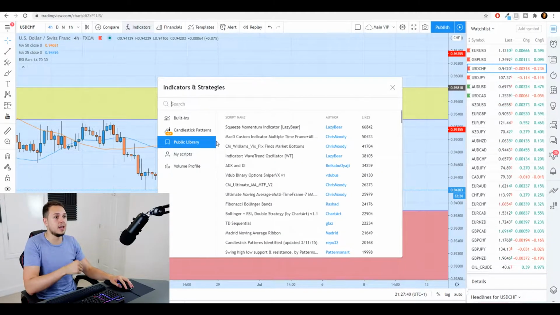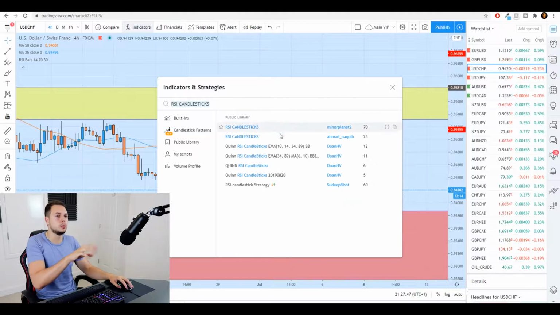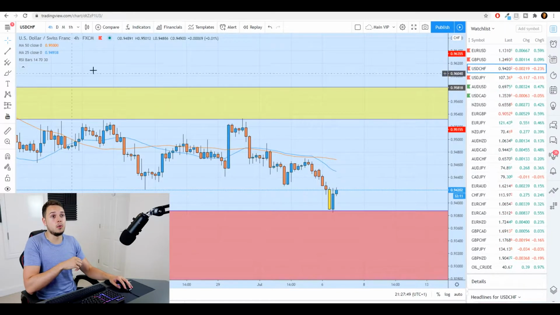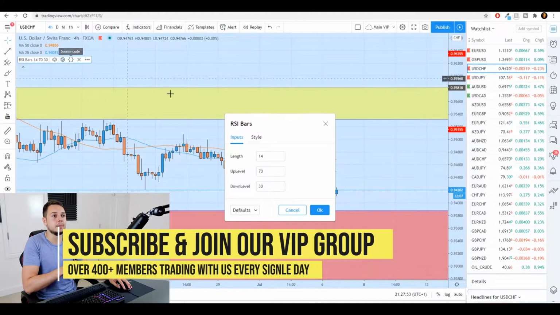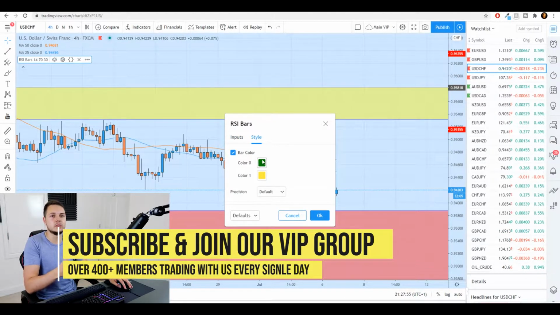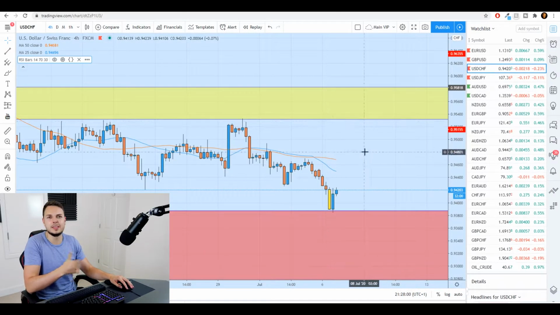We go inside indicators, public library, and then we need to write RSI candlesticks. I believe that's the one. You choose one of them and it's going to find all of this strategy for you. Then once you find this RSI bars over here, settings, style, you can choose the colors of oversold and overbought. So I chose green and yellow. It does not matter which colors you choose, honestly, it really doesn't.